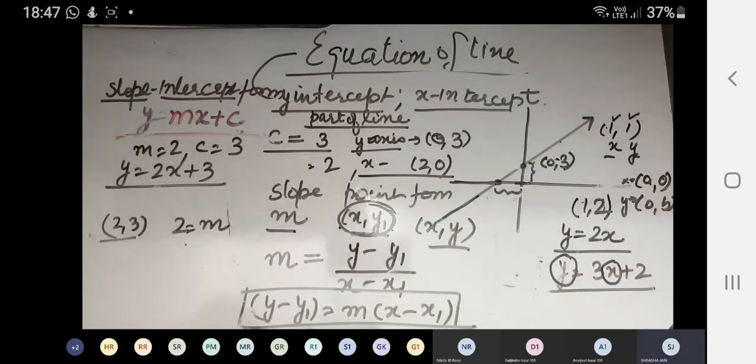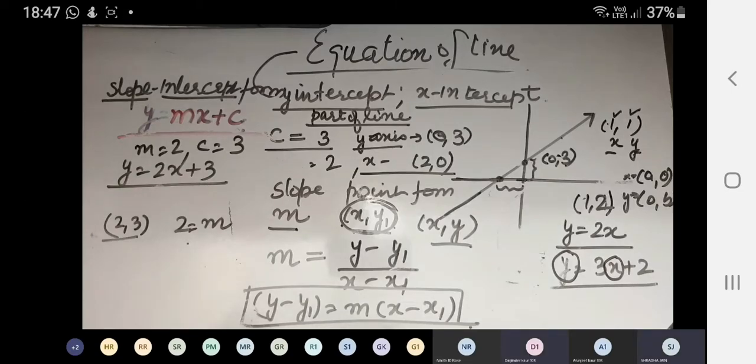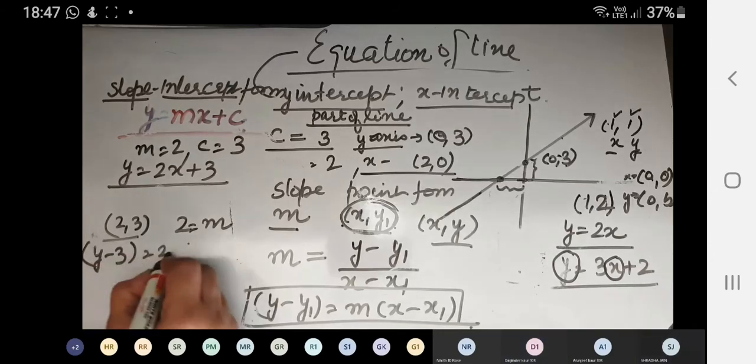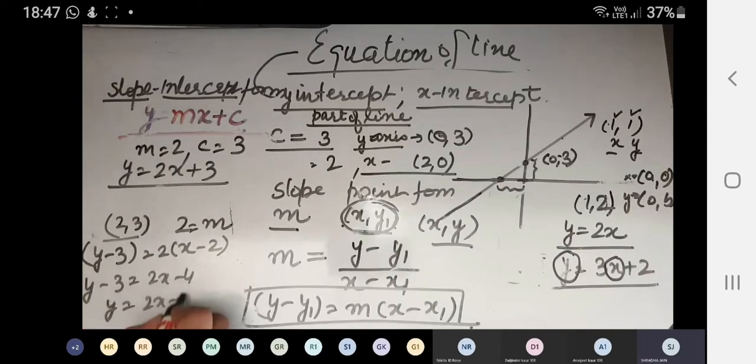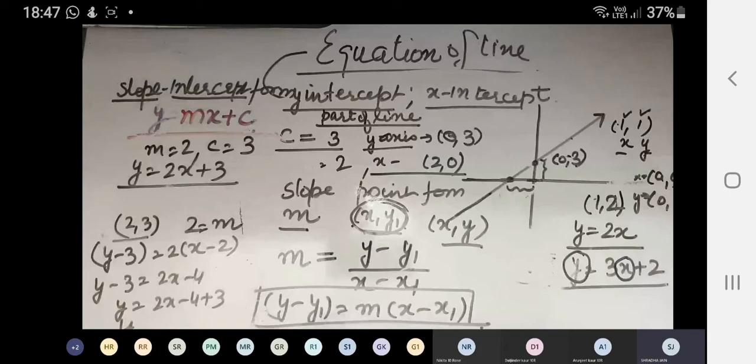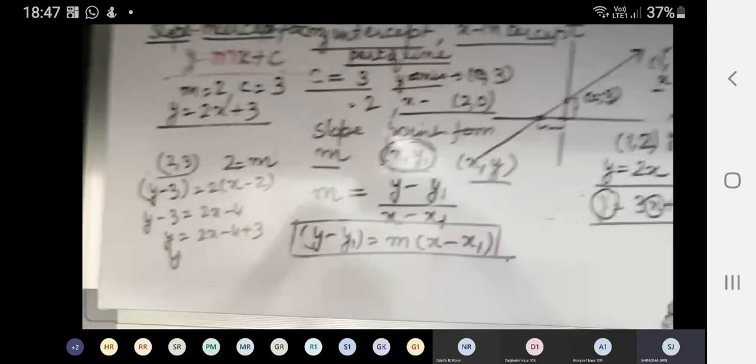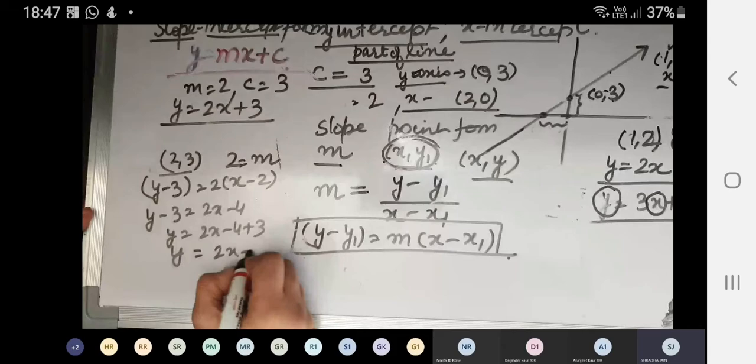How will you write the equation of the line? y minus 3 equals 2 into x minus 2. Correct? Understood? So simplify: y minus 3 is equal to 2x minus 4, and this 3 can be transposed to that side. So the equation of the line is y is equal to 2x minus 1.